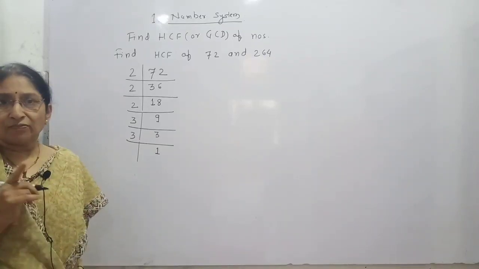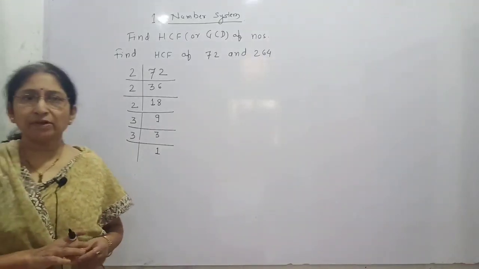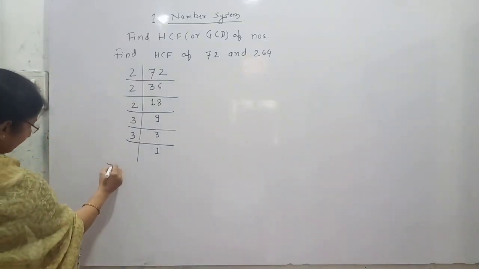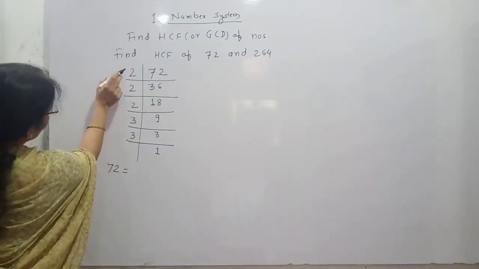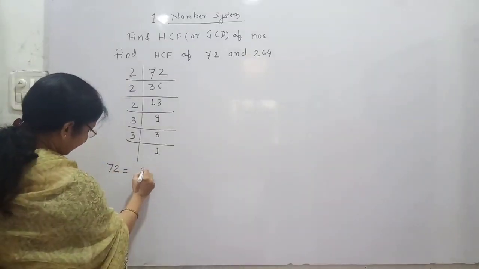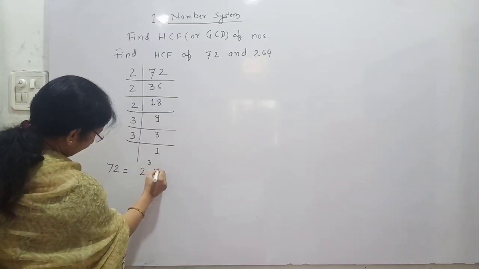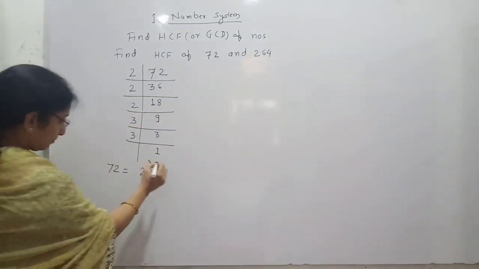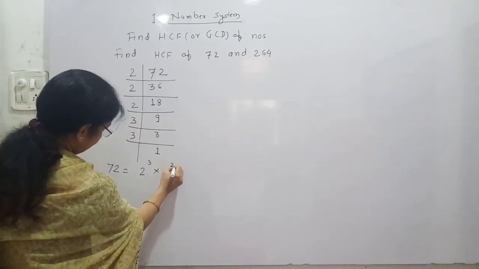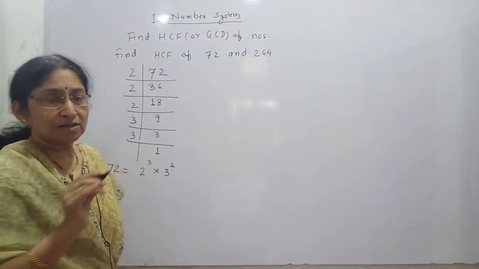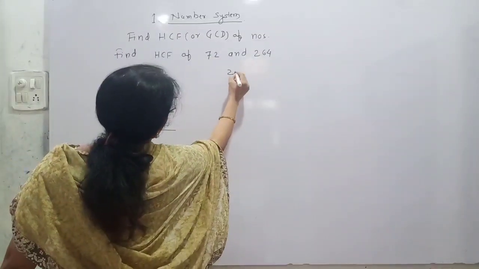Now write all prime factors of 72 in index form. 72 is equal to 2 times 2 times 2 times 3 times 3. 2 occurred 3 times, so 2 raised to 3, multiplied by 3 occurred 2 times, so 3 squared. Similarly find the factors of 264.